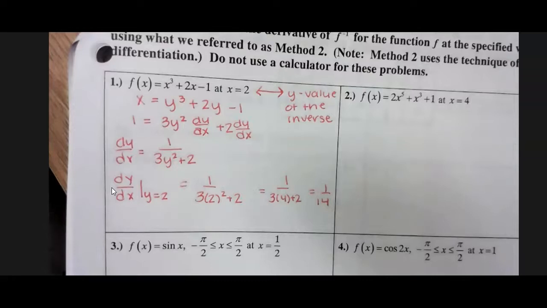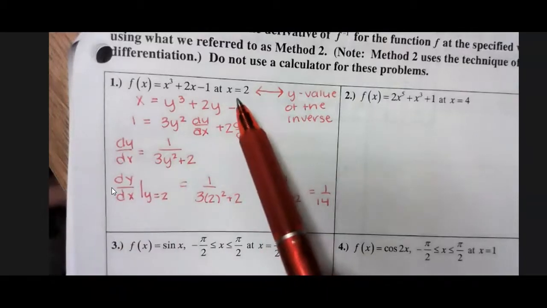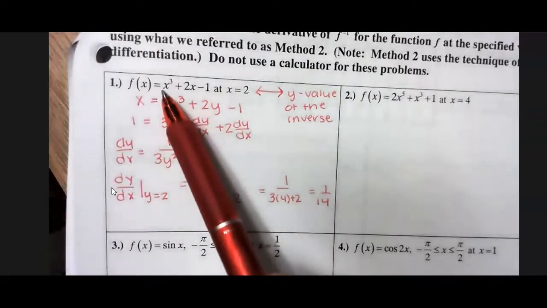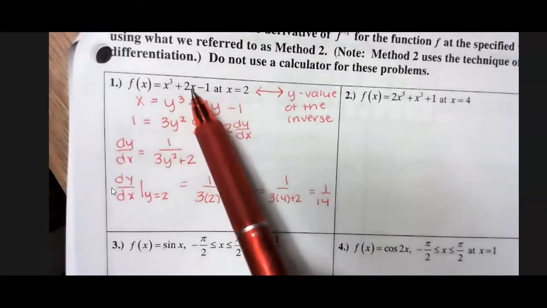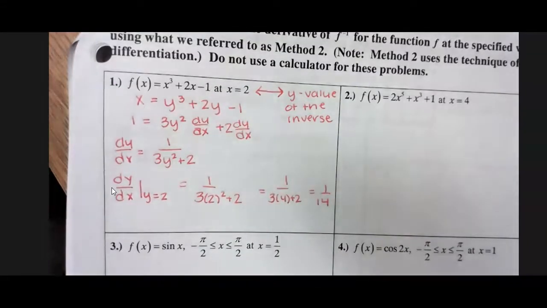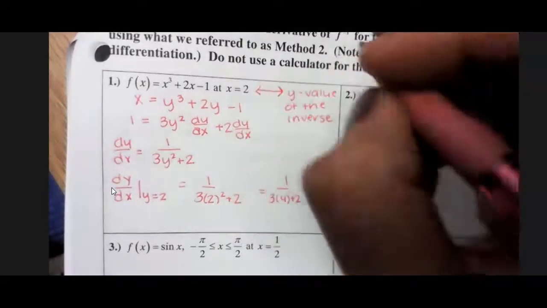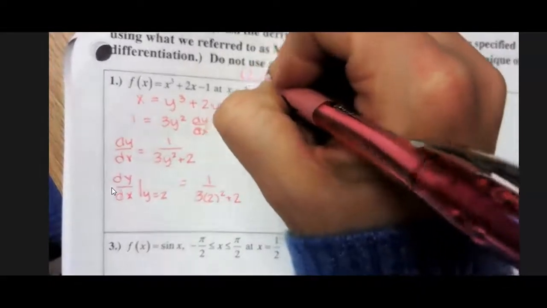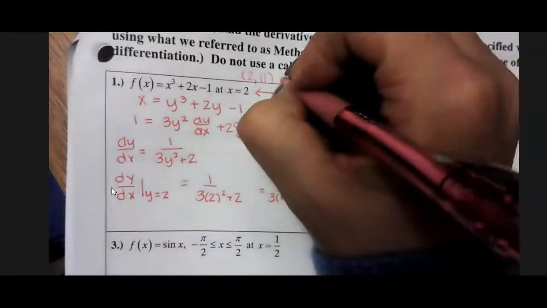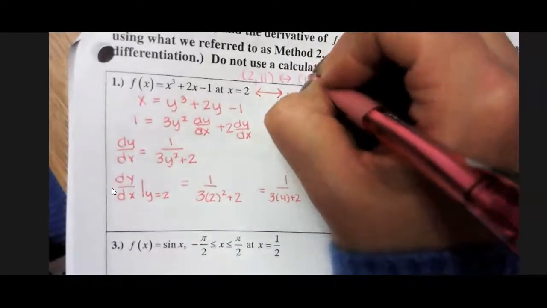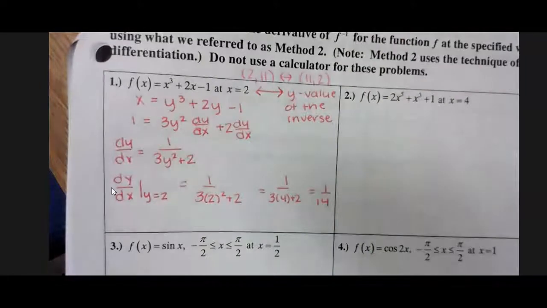And you could compare that by finding the y value of the original when x is 2. So 2 cubed is 8, plus 2 times 2, which is 4, is 12, minus 1, which is 11. So what that would mean is that the original point is (2, 11). So what we were finding was its inverse, which is (11, 2).